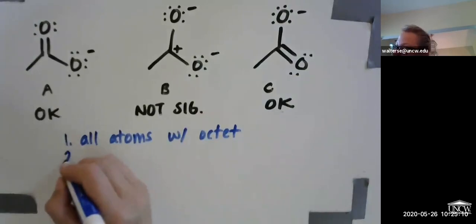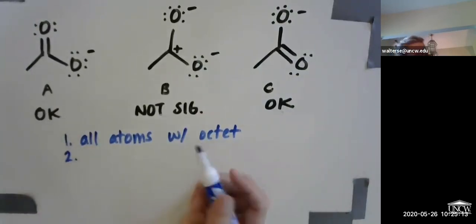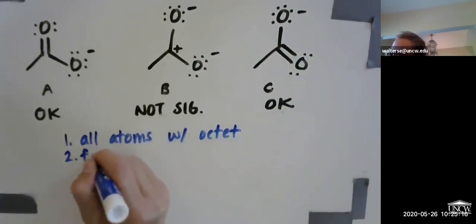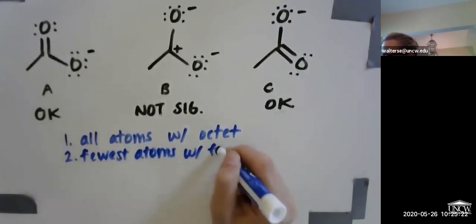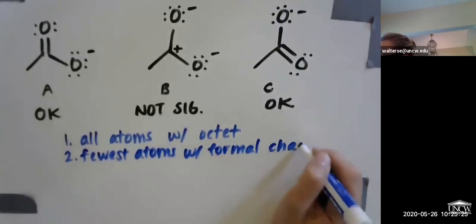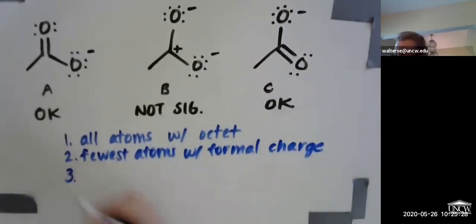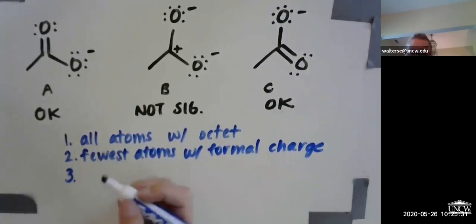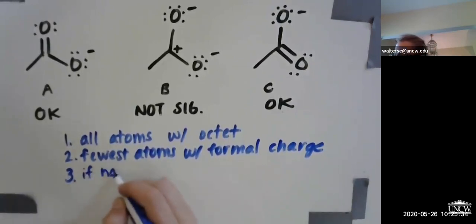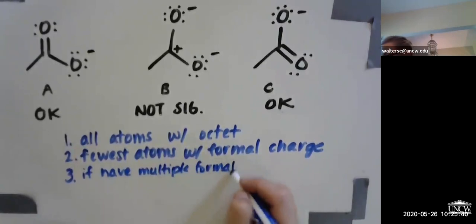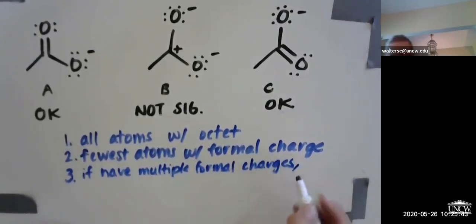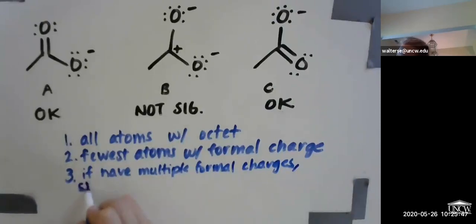The second thing you want to do when you're trying to determine relative significance is you want the fewest atoms possible that have to carry formal charge. Okay. And the third thing to consider is if you have multiple charges, they should be as close together as possible. So they should be on neighboring atoms and not spread out over the entire structure.